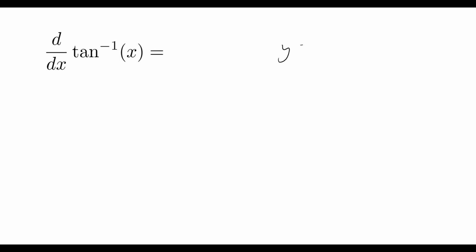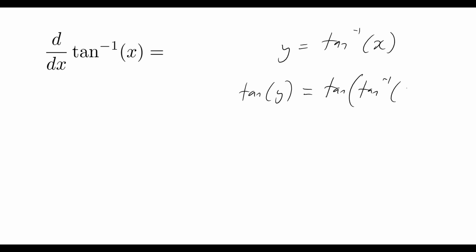The first thing that we're going to do is say let y equal tan inverse of x. Okay, and so now what I'm going to do next is simply take the tangent of both sides of this equation. So that will become tan of y is going to be equal to tan of inverse tan of x, and we know that that will cancel out on the right hand side, so all we're left with there is x.